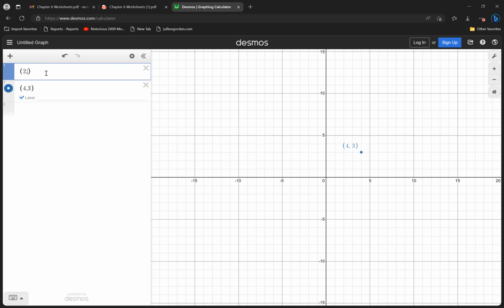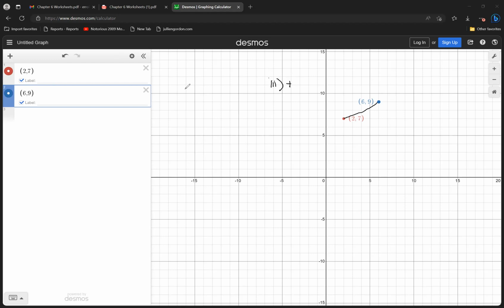2, 7, and 6, 9. Okay. What kind of slope? Is it going up to the right, down to the right, horizontal, or vertical? It's going up to the right. So it's positive slope. Part 3 is positive. What's part 2? 9 minus 7 over 6 minus 2. Okay, simplify. 9 minus 7 is 2. 2 over 4, which is just half, right? So that's positive half. So we know the slope is positive, and we know it's going up to the right. Any questions? No. Okay.